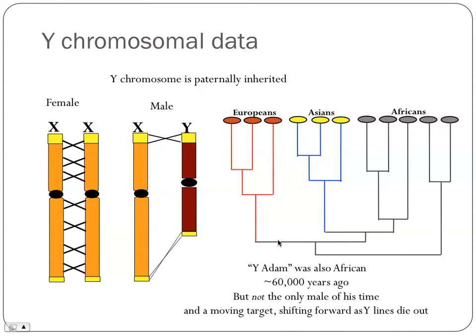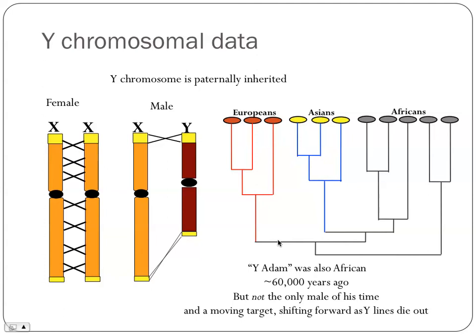And you get the same picture when you look at Y-chromosomal data. This is more of a figurative picture, but basically it's the same kind of pattern: all the non-Africans are in one little branch with a few of the Africans, but there are other African branches that are far deeper and far more diverse. Here the Y-chromosomal Adam is thought to be only fairly recent, about 60,000 years ago. Again, not the only male of his time.